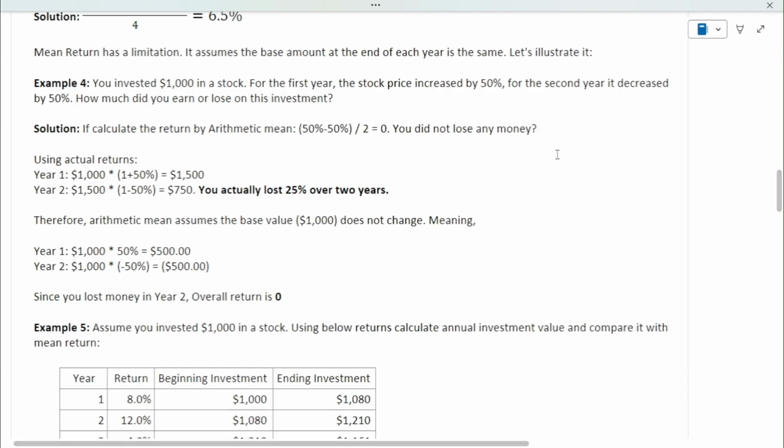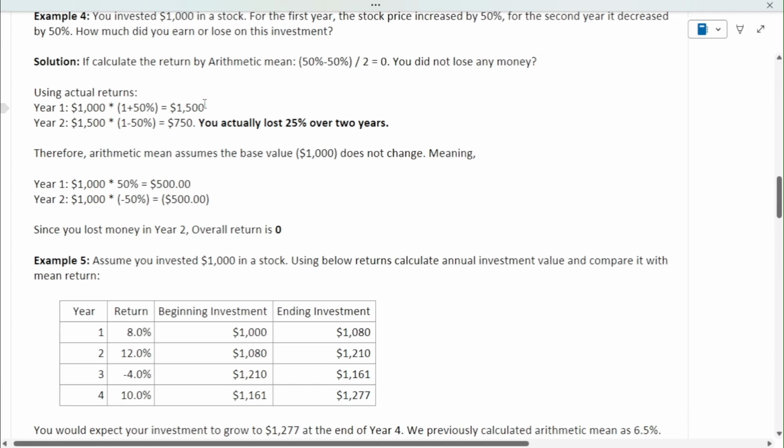You invested $1,000 in a stock. For the first year, the stock price increased by 50%. For the second year, it decreased by 50%. How much did you earn or lose on this investment? Well, there are two ways to calculate this. First, let's start with the arithmetic mean. If we calculate the arithmetic mean, basically we add 50% and subtract the 50% loss from the second year, and divide by 2, we end up with 0. It means that we did not lose any money. But is it true? Let's see.